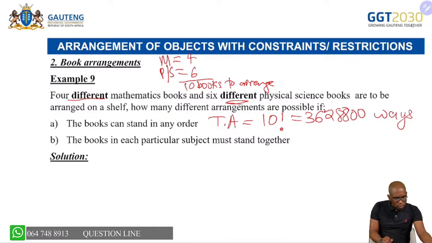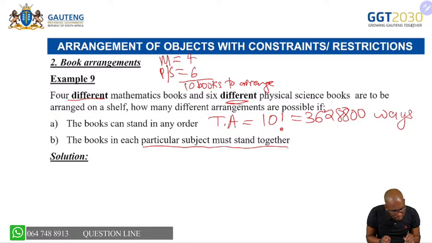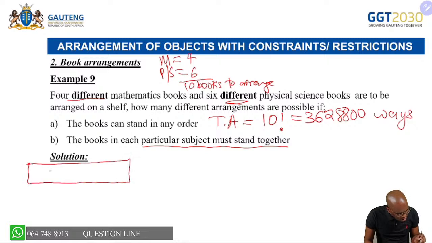Now, the second question: the books in each particular subject must stand together. Now, this one, they want the maths books to stand on their own. They want the physical science books to stand on their own. And they want to know the total number of arrangements. So what we can do is simplify this and group them.